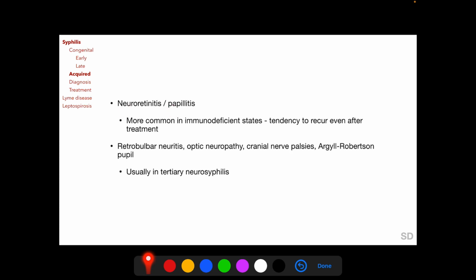Neuroretinitis or papillitis from syphilis is more common in immunodeficient states, and in immunodeficient states there is a tendency for the lesions to recur even after appropriate treatment. And in tertiary neurosyphilis, we may find retrobulbar neuritis, optic neuropathy, cranial nerve palsies, and Argyll-Robertson pupil.